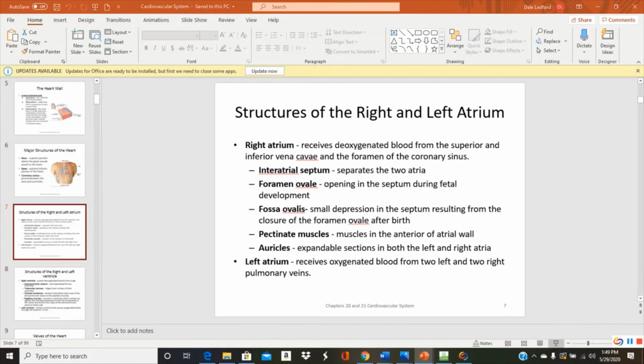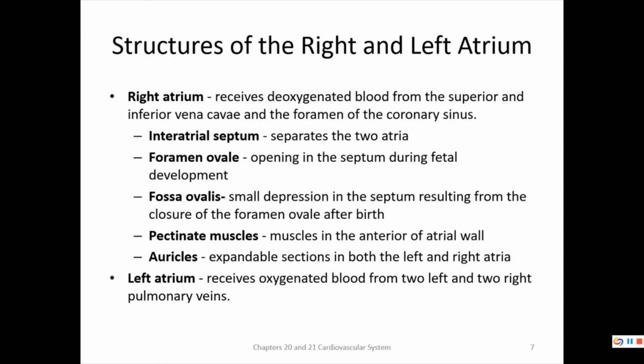Now, as we said, there's the right atrium receiving deoxygenated blood from the superior and inferior vena cava and the coronary sinus. There's the interatrial septum separating the two atria. When you are a fetus, during fetal development, you have a hole there called the foramen ovale. Then it closes up after birth. It takes a little while for it to close up, but birth is the stimulus to close up all the fetal shunts that we're going to learn about at the very last. The last slides in this lecture cover that. The fossa ovalis is what's left after it closes up.